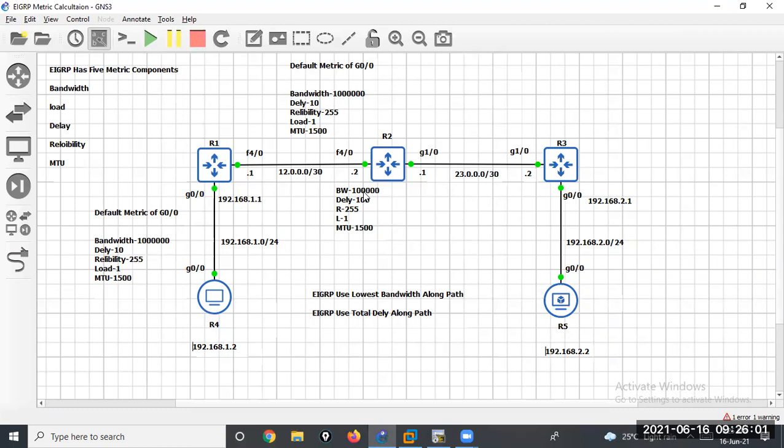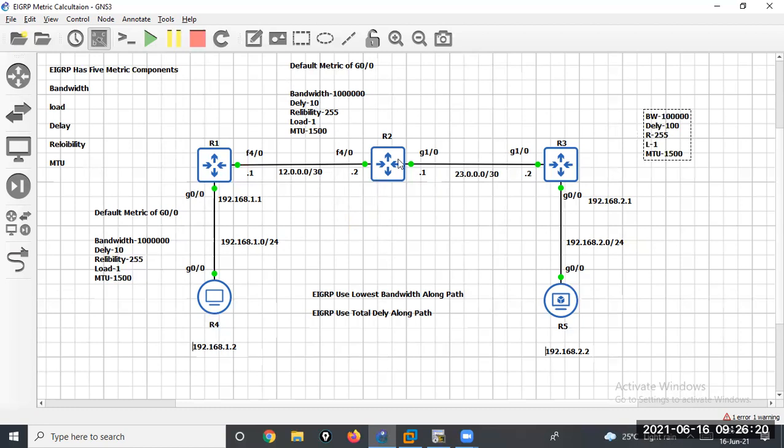Now what is the delay here? Receiving interface delay is 100, and in the update packet what is the delay? 10. 10 plus 100, how much? 110. So R2 will compare the bandwidth and delay of the receiving interface and the update packet.